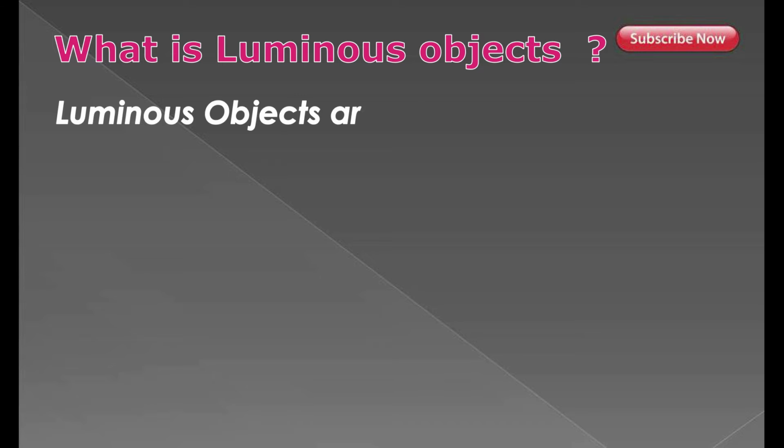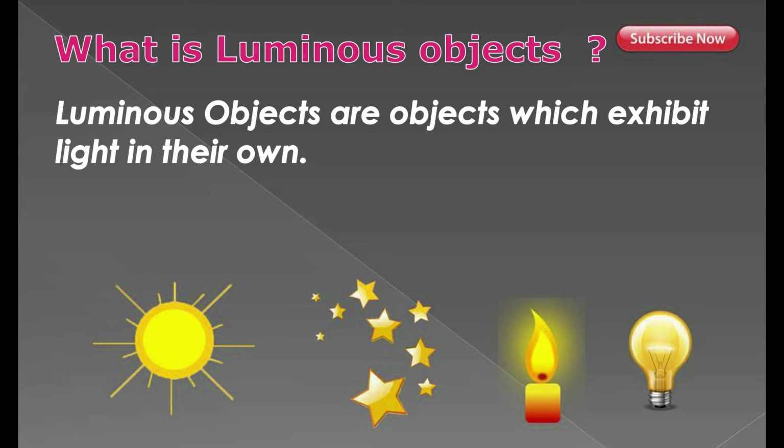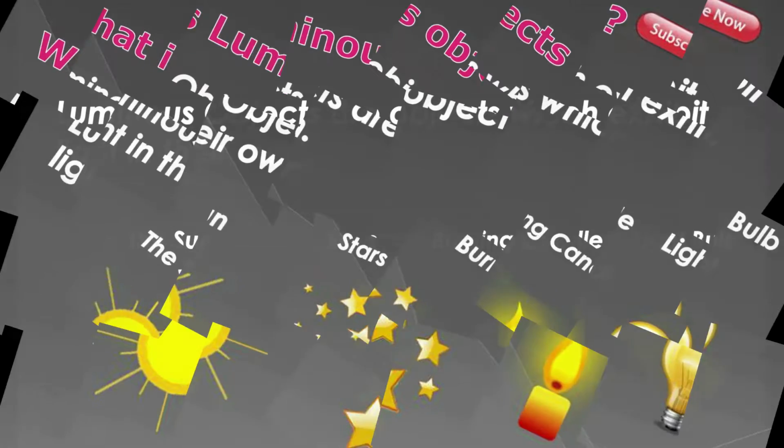Let's first discuss what are luminous objects. Luminous objects are objects which emit light on their own. For example, here you can see the sun, stars, burning candle, and light bulb, all are examples of luminous objects. Then let's discuss what are illuminated objects.